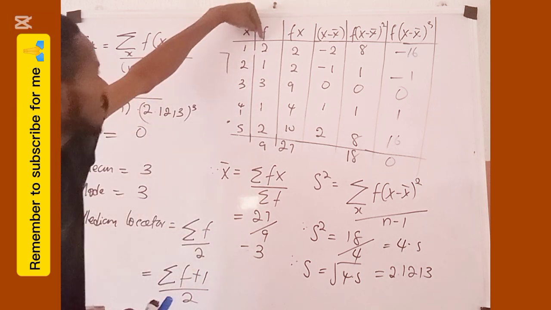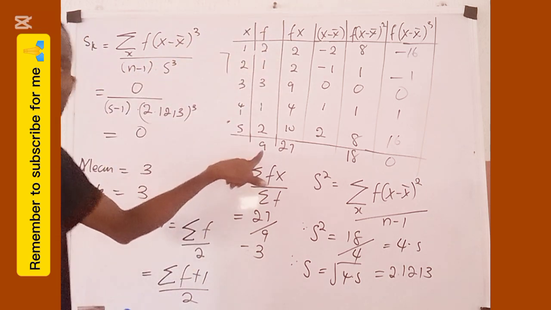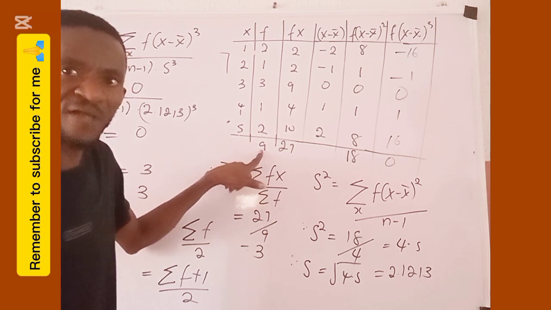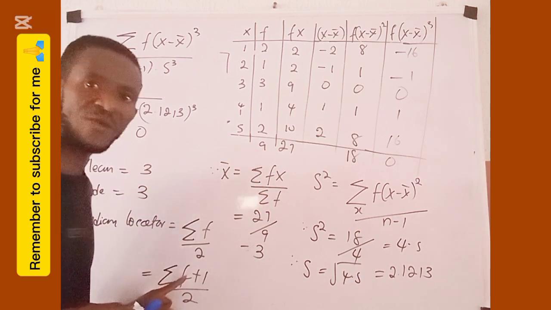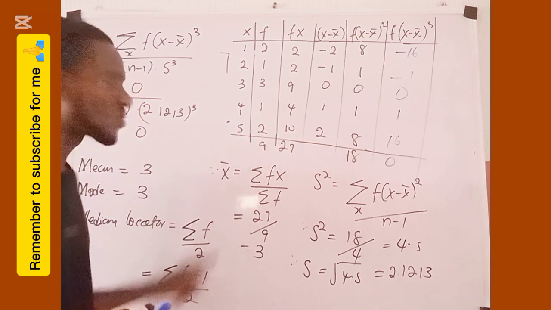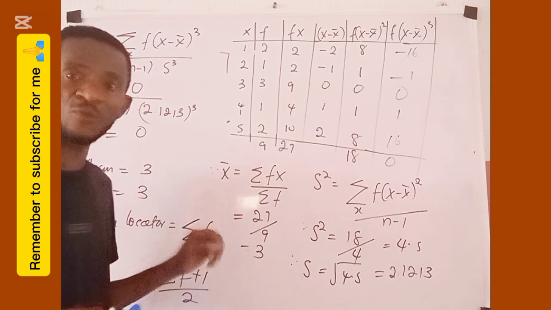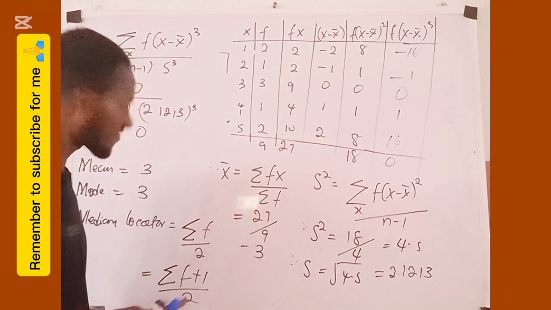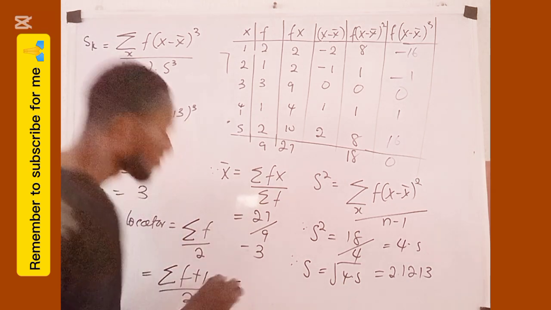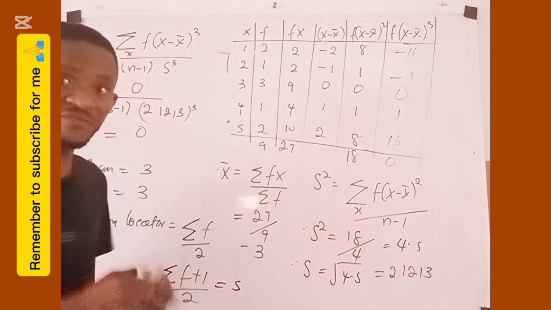When I sum the frequencies here, I got 9. 9 is an odd number, not an even number. So I am going to use the second median locator. That second median locator says sum of f plus 1, which is 9 plus 1. 9 plus 1 will give me 10. 10 divided by 2 will give me 5. So the locator of the median is 5. Not that the median is 5, the locator.